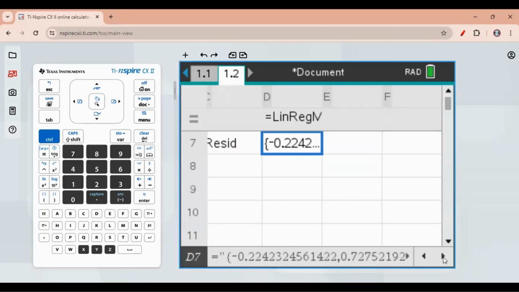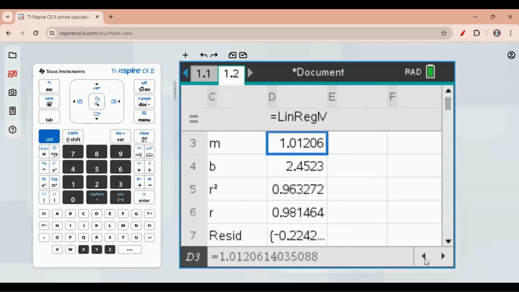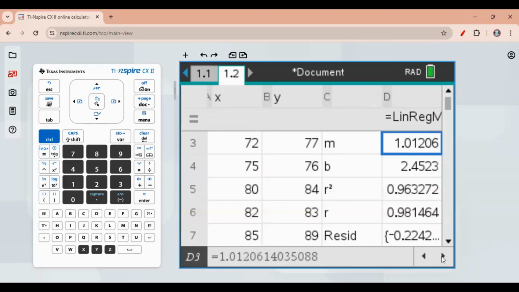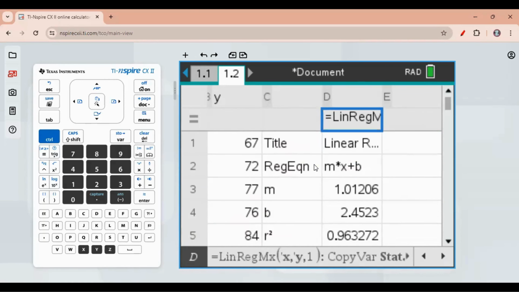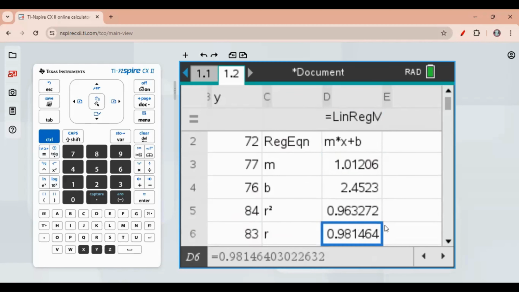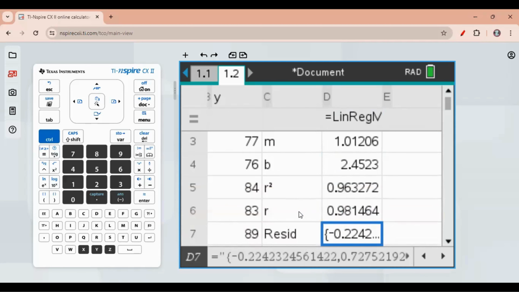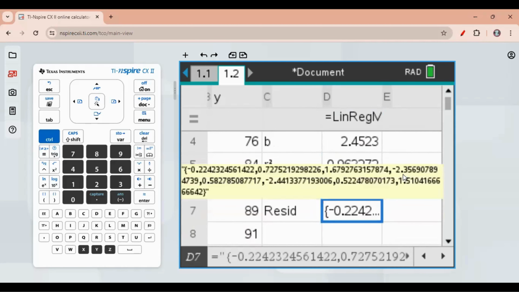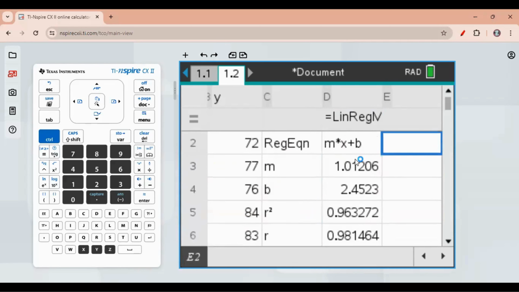So here the list has been produced. Your regression equation is in the mx plus b format we chose. This is my m, this is my b, and r square. R square we are not using. We need just the Pearson coefficient for this question. In the question they said ax plus b, here we have mx plus b. So your m here acts as a in the question. So that's simple. We can just use it. Okay. So m, b, and r, all this we can get.